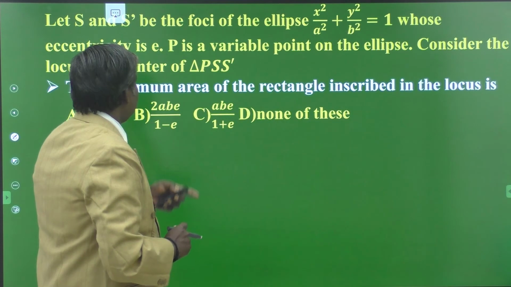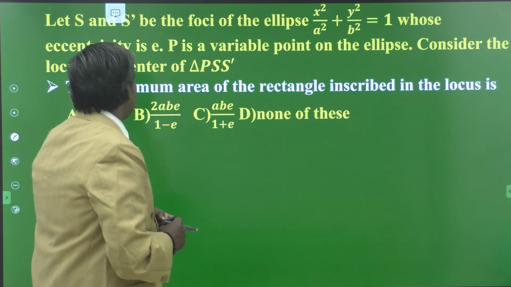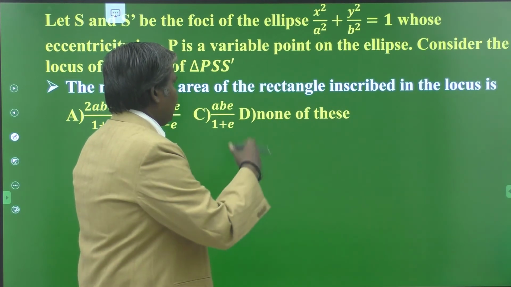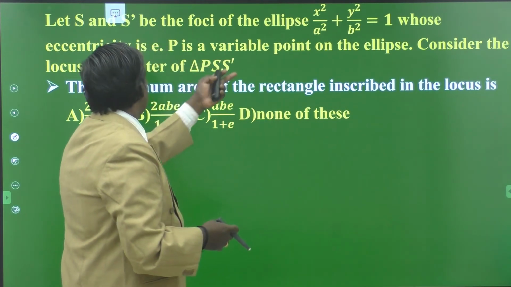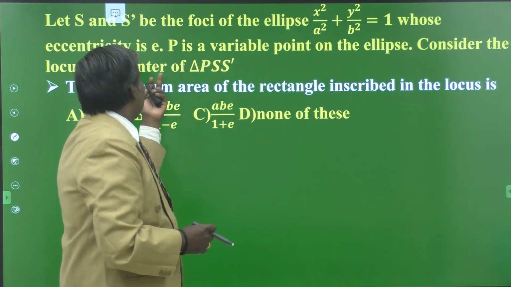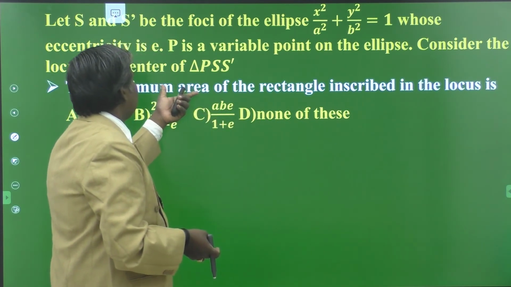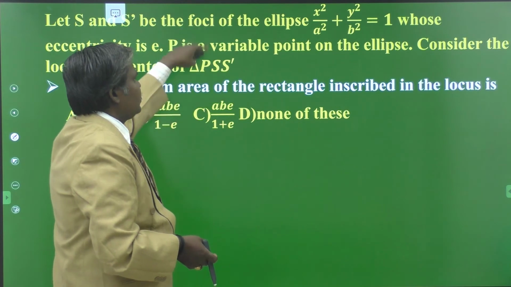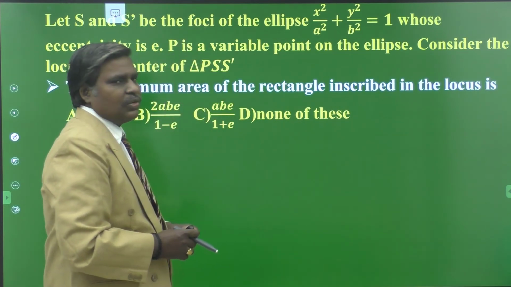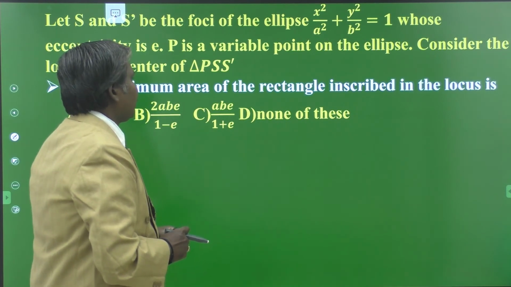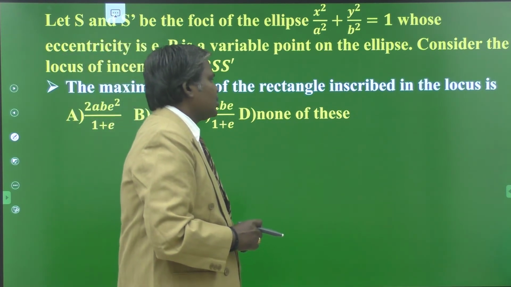Now, this is the question. S and S dash are the foci of the ellipse x square by a square plus y square by b square equal to 1. Same story, whose eccentricity is e. P is the variable point on the ellipse. Consider the locus of the incenter of the triangle PSS dash. This is the same paragraph, and the third question to this paragraph is like this. The maximum area of the rectangle inscribed in this locus is what?